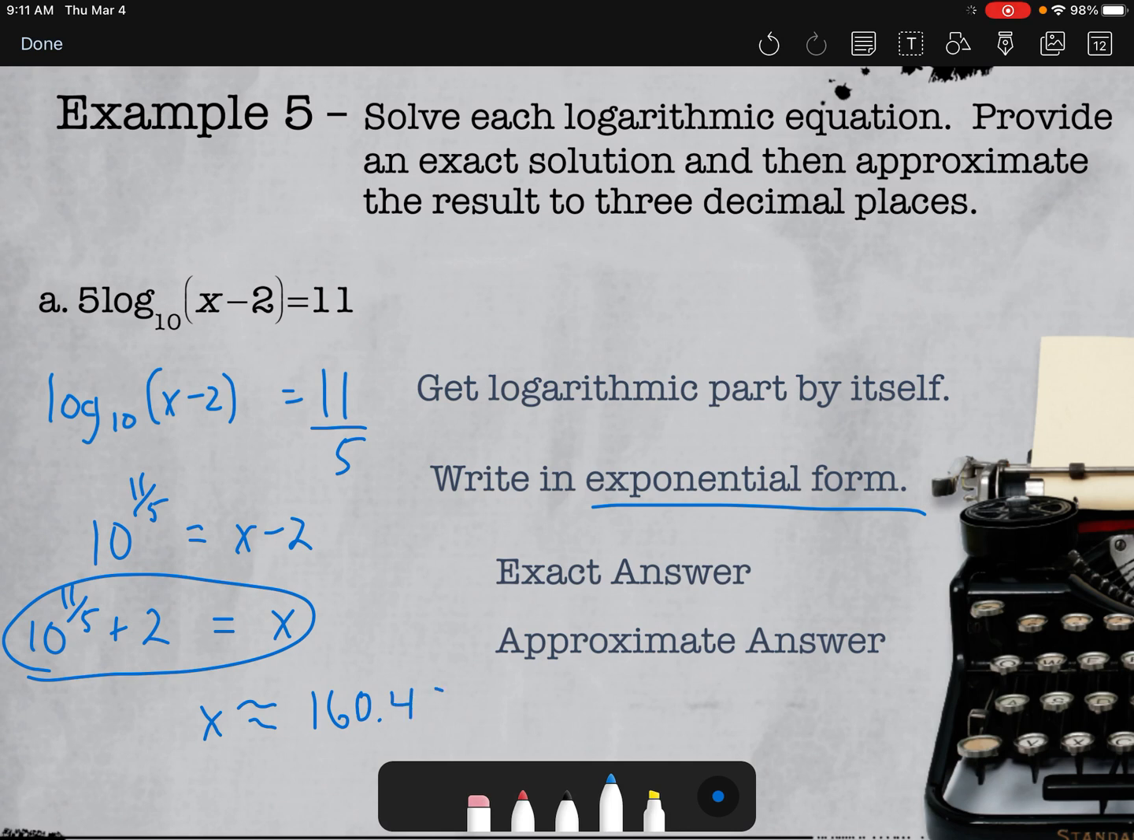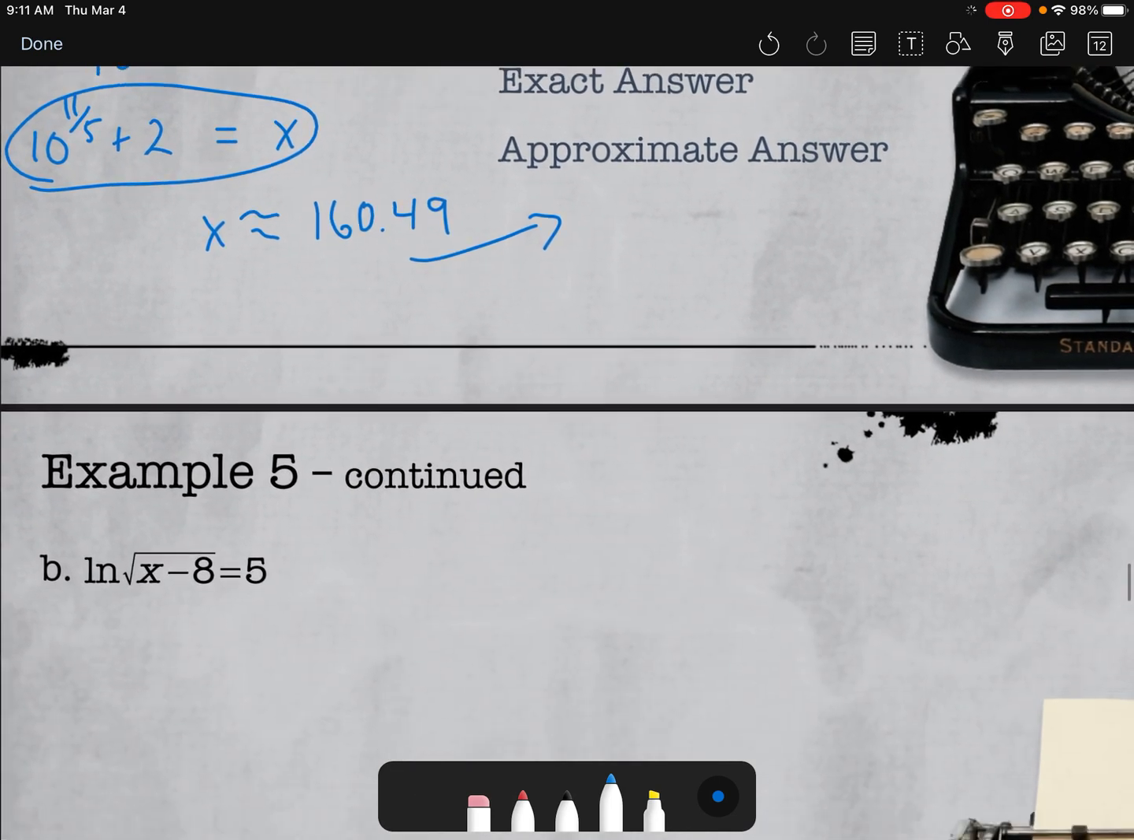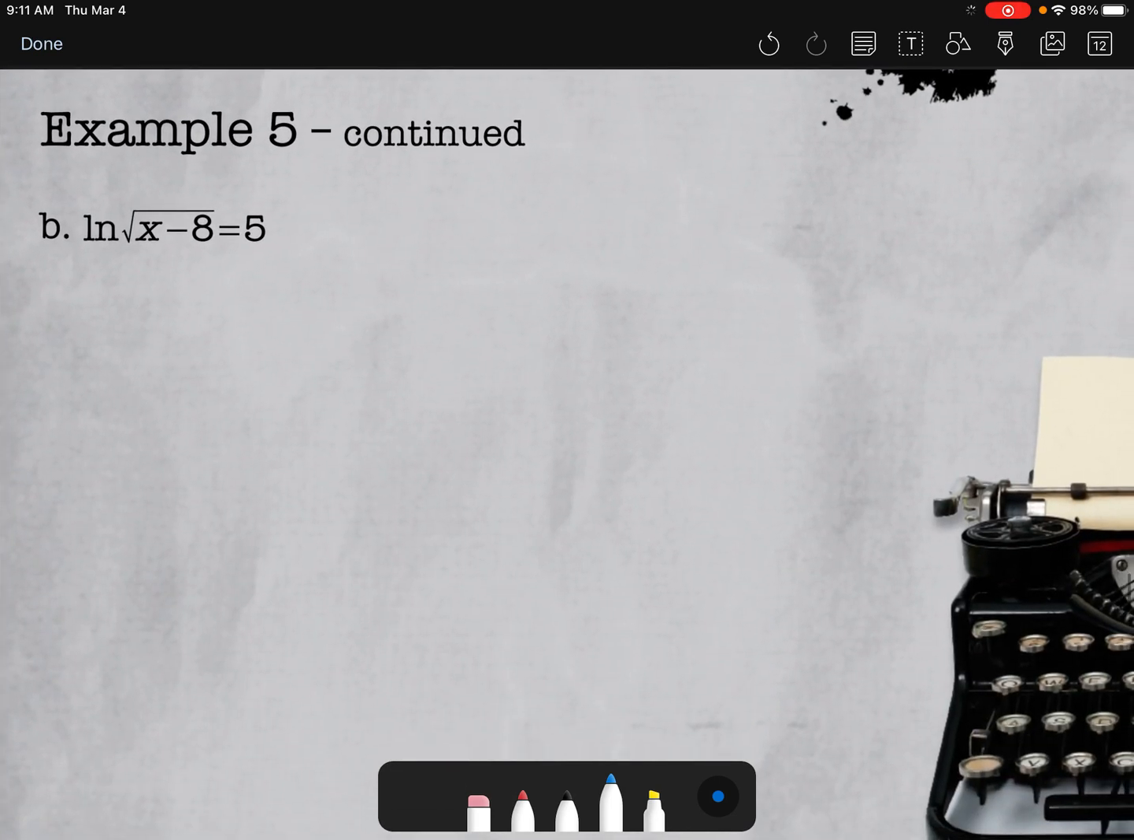The approximate would be 160.49. That's the approximate answer. Pretty slick, huh? Because this is times, I can divide by 5. It's much easier than having to deal with the exponent. We don't want to deal with the exponent.